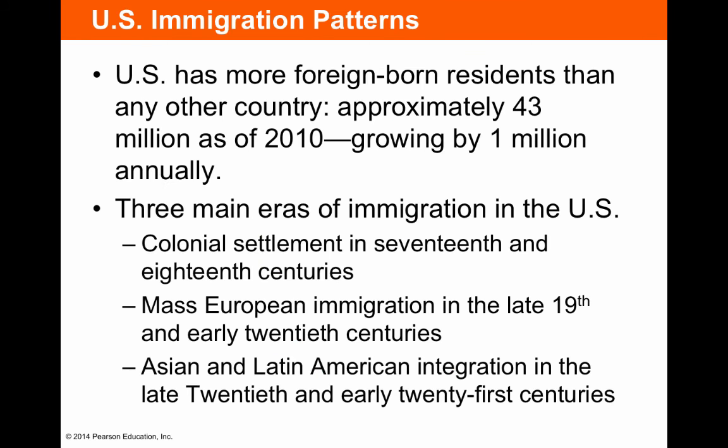Hold on, let's break that down a little bit. So in the 17th and 18th centuries, we're going to see about 2 million Europeans migrating to the American colonies. We have the permanent English colonies, beginning with Jamestown in Virginia in 1607.